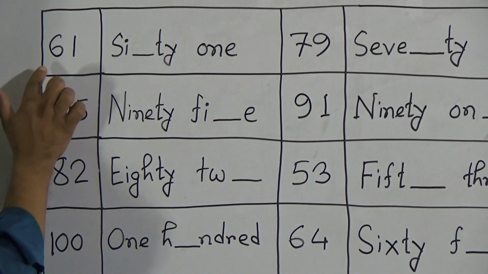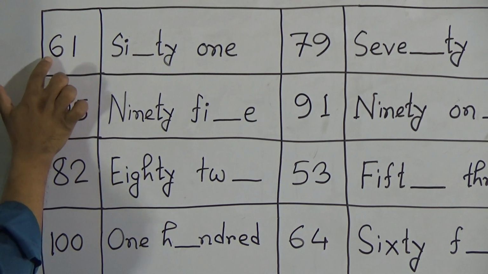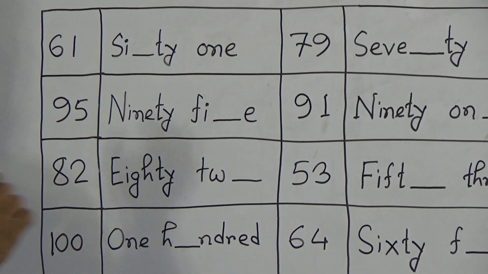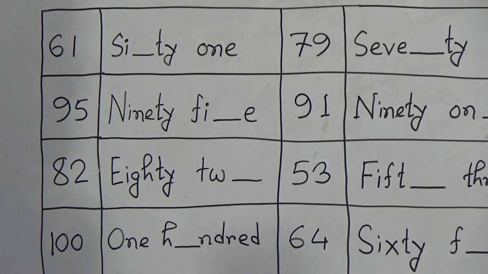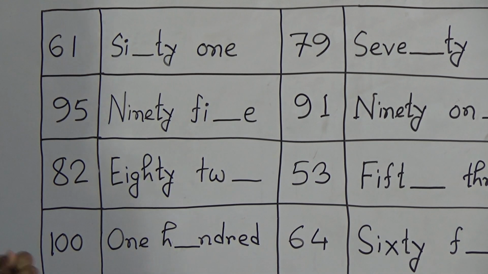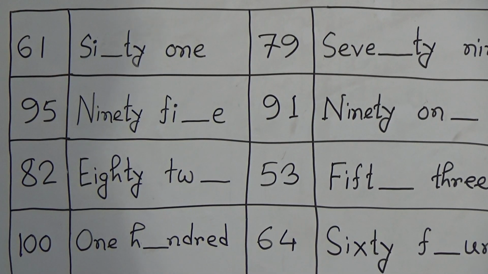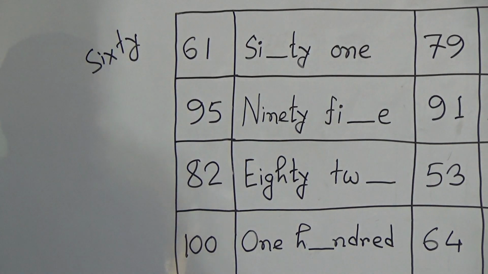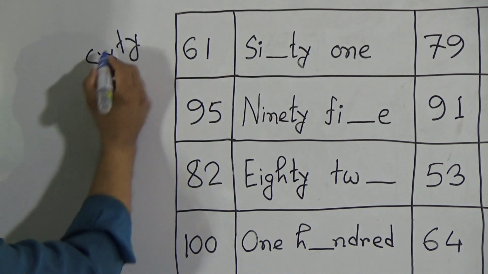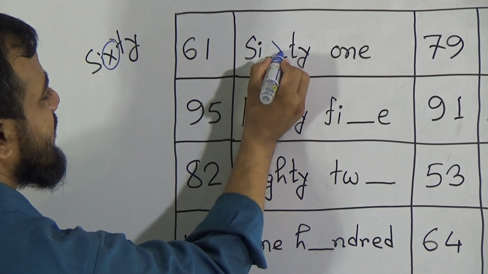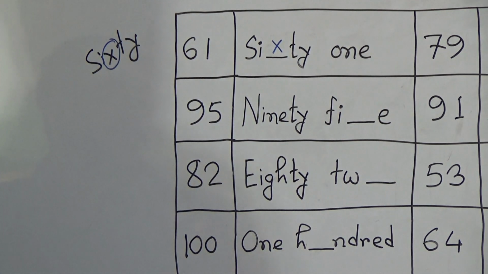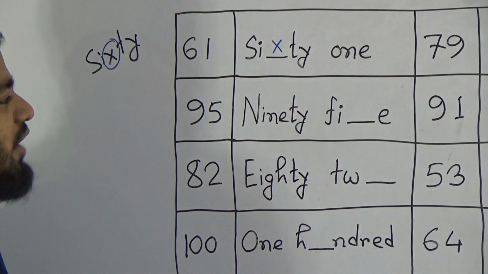The first number is 6 and 1. It is 61 because 6 is in the 10's place, 1 is in the 1's place. This 61 is already written down here. This is 60, this is ONE, 1, and we know the spelling of 60. What is the spelling of 60? The spelling of 60 is S-I-X-T-Y. This means that we need to fill up this blank with the letter X. So X will be here to complete the word. It is S-I-X-T-Y, 60, then 1. Like this one we have to fill up all the blanks.